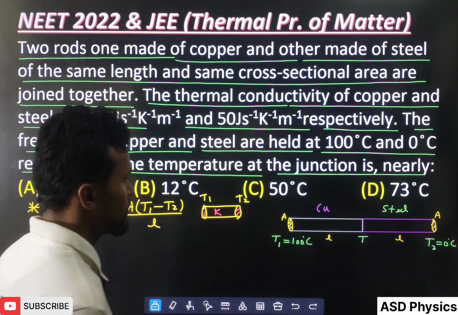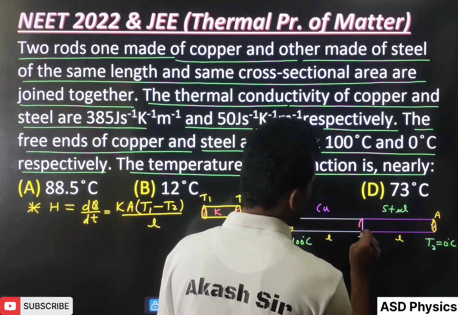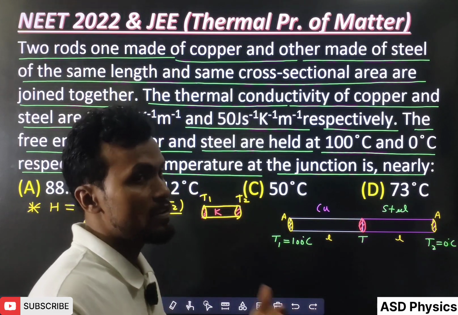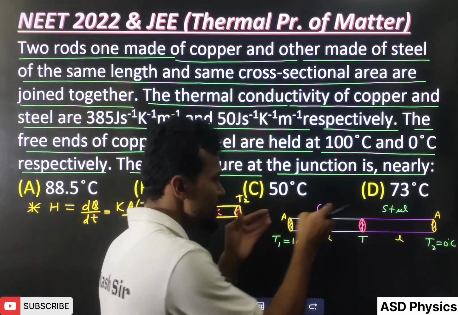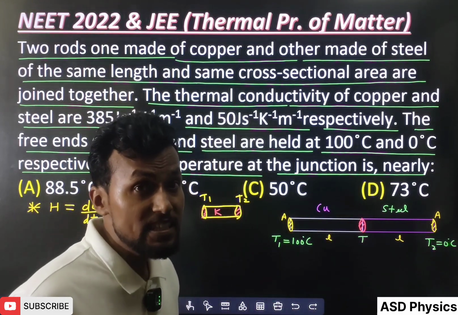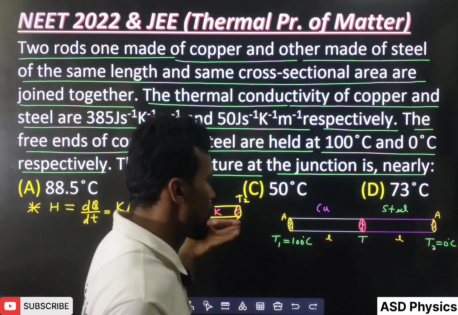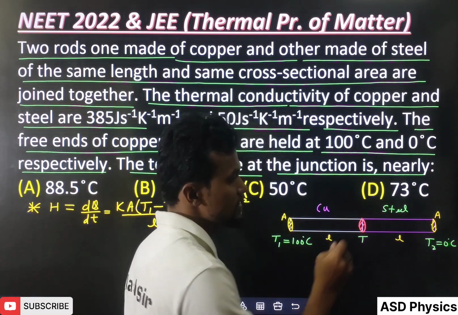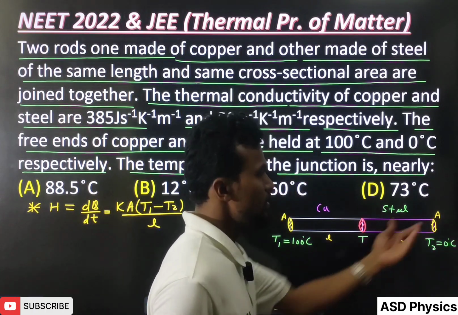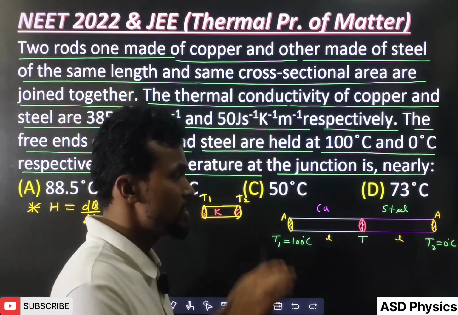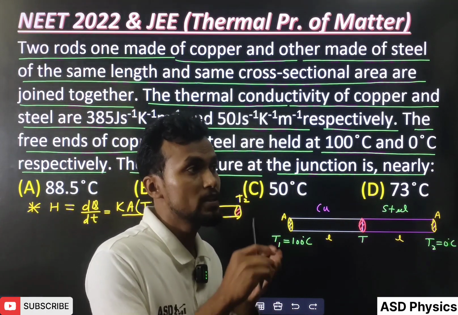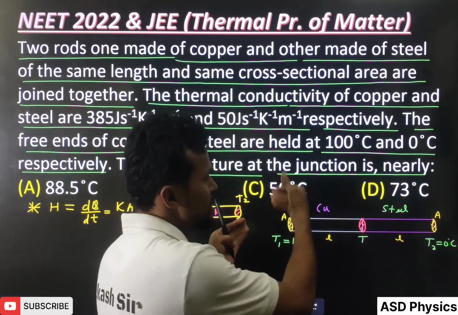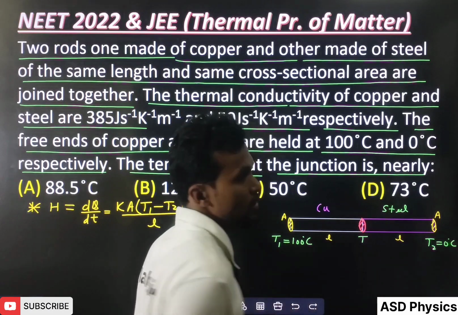Now, after that you have to remember one thing: when these rods are joined, we consider that by default the rods are always in steady state. Whatever heat enters from one end of the rod, the same heat will come out of the rod. And there should not be any radiation of heat, so by default we always consider these rods to be wrapped by insulating paper.